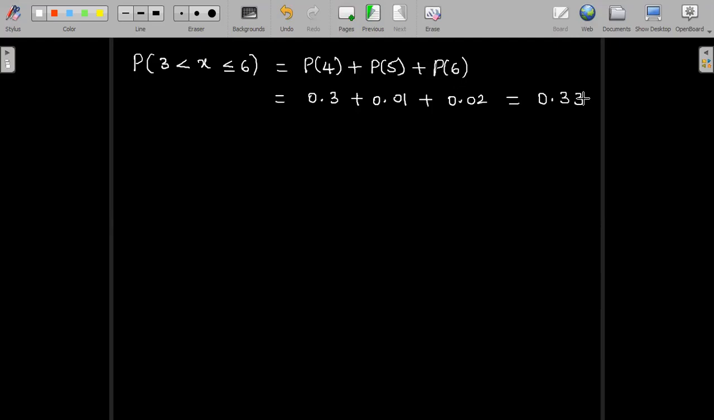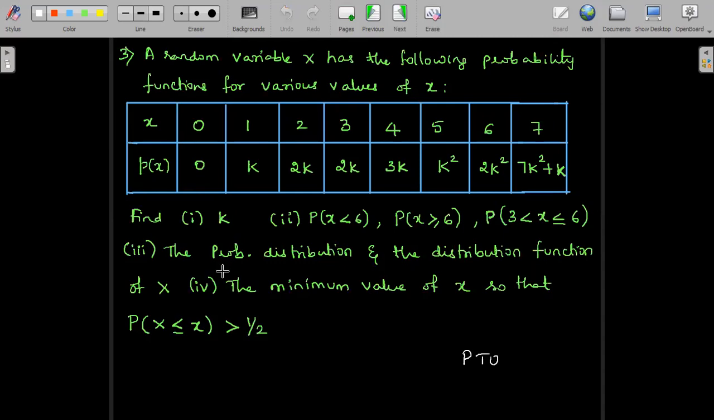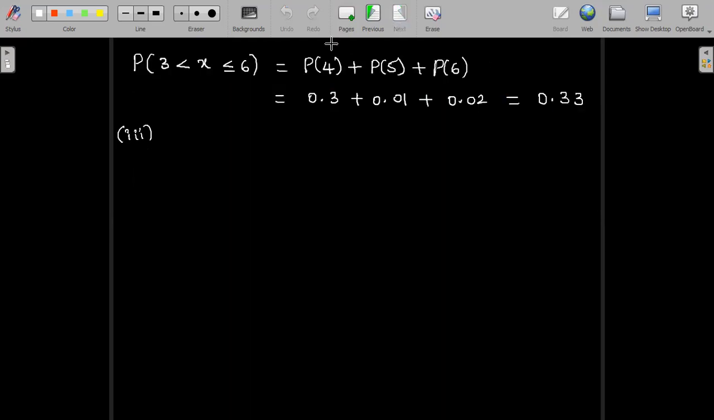0.33. So this was the second case for us. Now in the third case, we have to find out the cumulative distribution function. We have already written the probability distribution function. So in the third case of the problem, we have to find out the probability distribution and the distribution function of x. Probability distribution we have already written with the value of k, the table. Now the distribution function of x means cumulative distribution function of x. We'll use the formula for cumulative distribution function and do it in the form of a table.